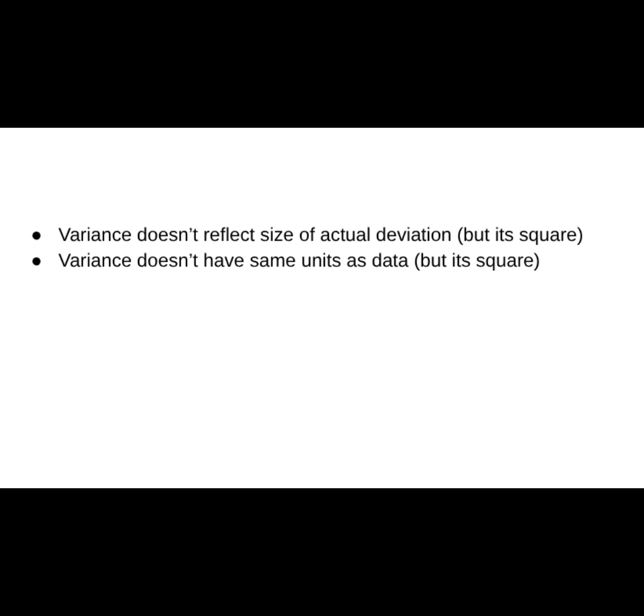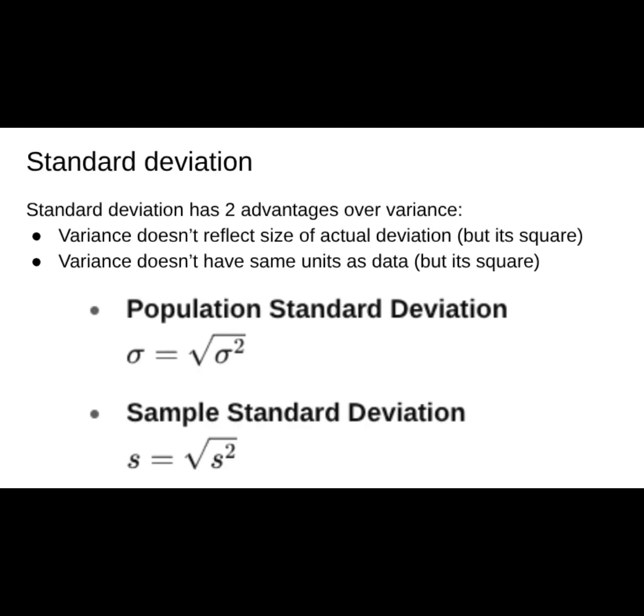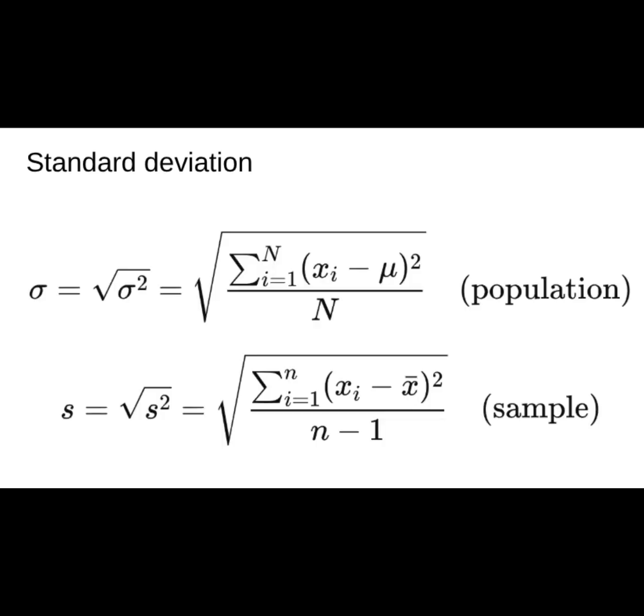So, although the variance is a useful measure for spread, the more common measure is standard deviation, which is just the square root of the variance and has the same units as the data. It's noted as sigma for population and S for a sample. And here are the formulas in full for the population and the sample standard deviation. They're just the formulas of variance, but inside of a square root.